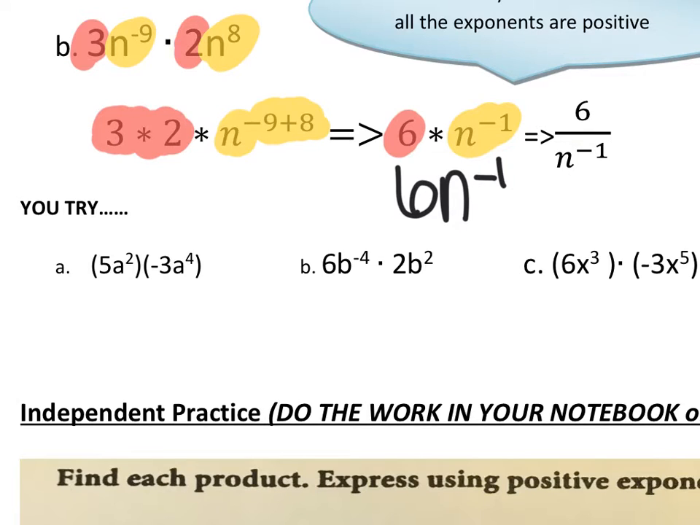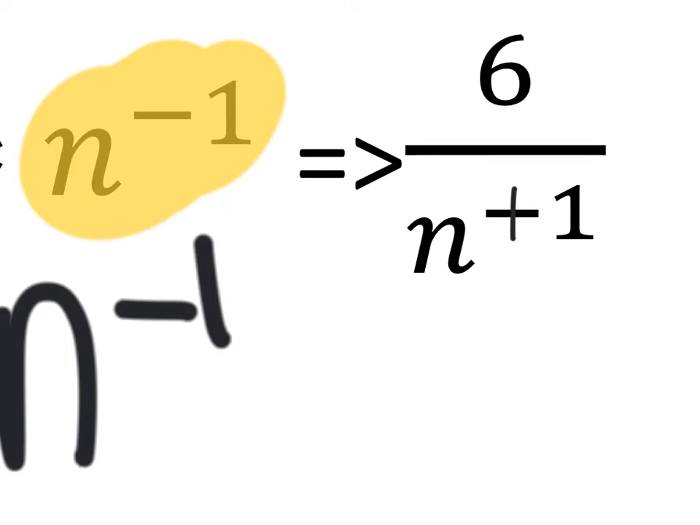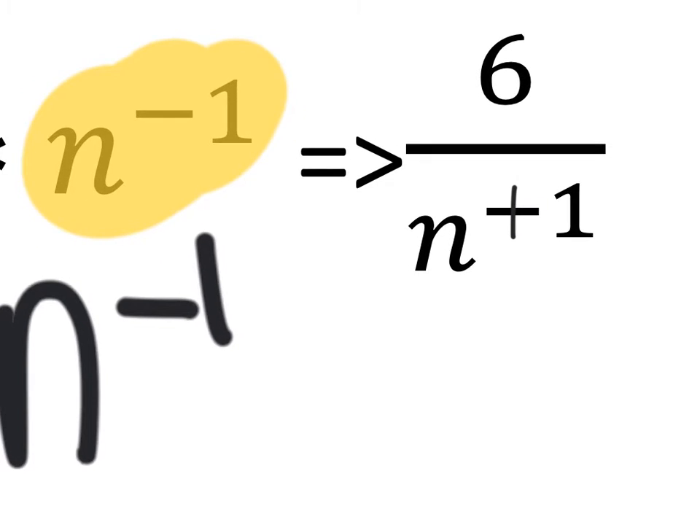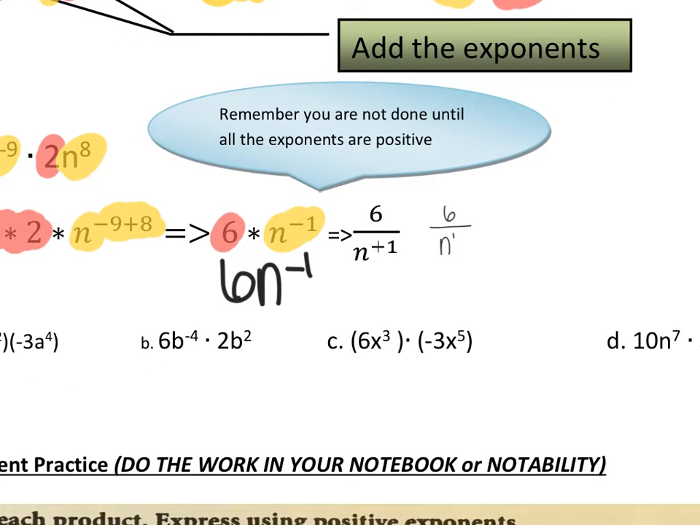Why can't I leave my answer like that? Because I have a negative exponent, and negative exponents create reciprocals. I created a reciprocal, but what did I not do? I did not turn it into a positive. Once it goes into a reciprocal, this becomes a positive one. So my answer really should look like 6 over n to the first. Correct, so we have to change it.